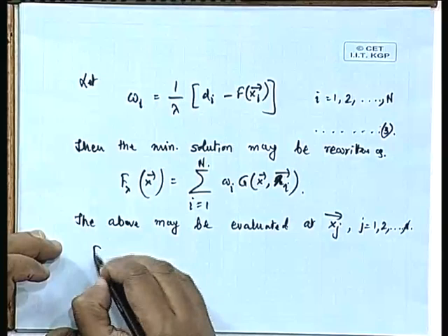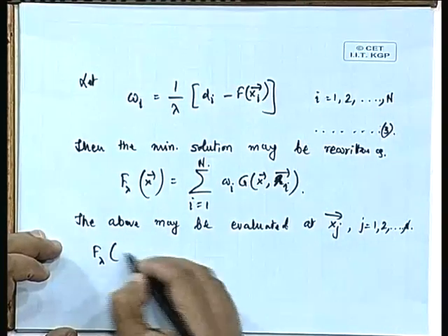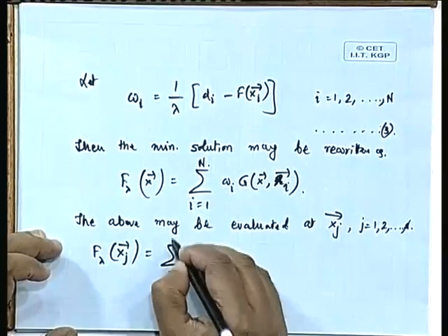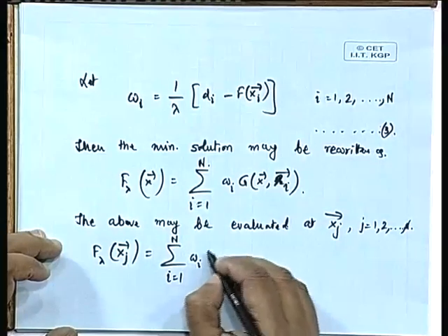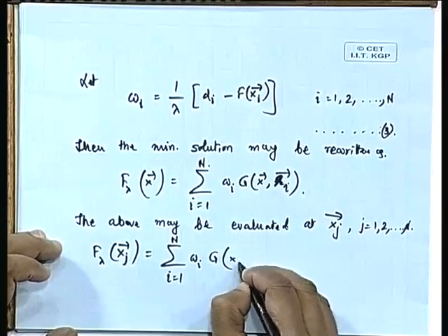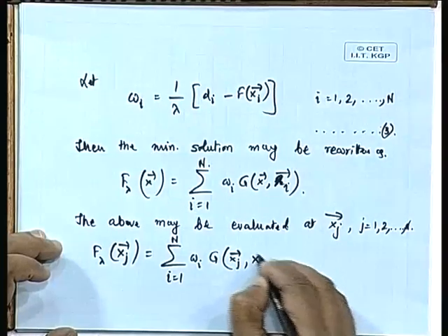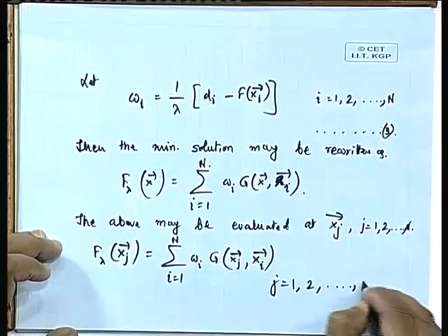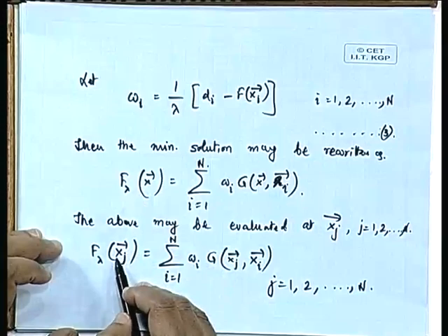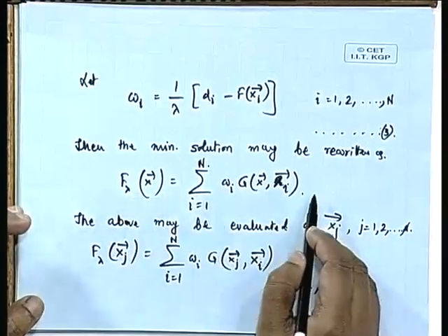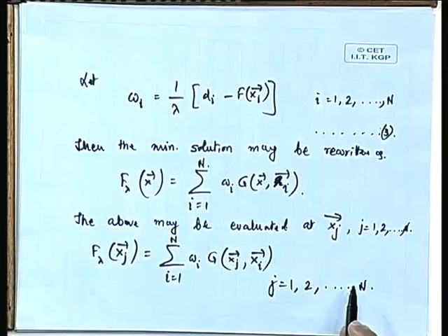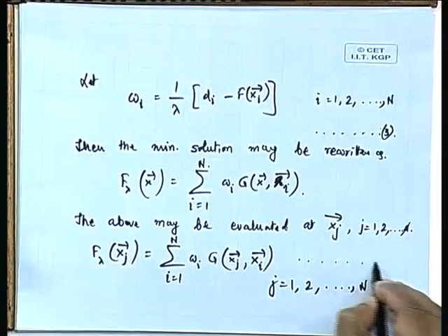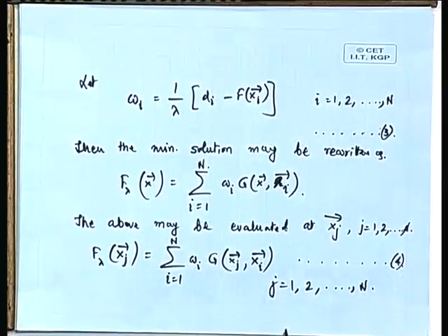If we do that, then we can write lambda of xj vector is equal to the summation i equal to 1 to n of wi g of xj comma xi. And this we can compute for j equal to 1 up to n. So this and this are basically the same, only thing is that this is a general solution and these are the general solution evaluated at n different points. Call it equation number 4.